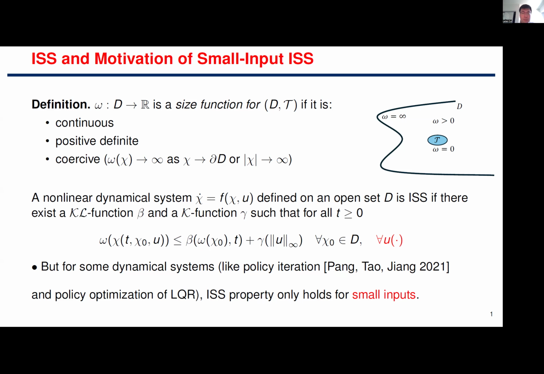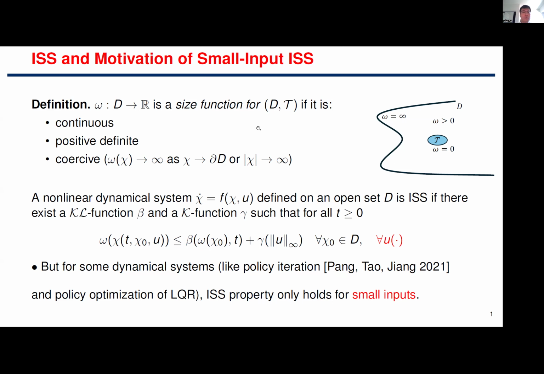Usually, for an optimization problem, as Professor Sontag mentioned, it is optimized over some open set, a measurable set that is not necessarily a Euclidean space. So we should choose a size function to decide how large, how far away we are from the equilibrium or from the optimum.